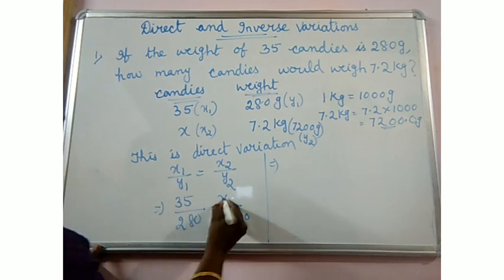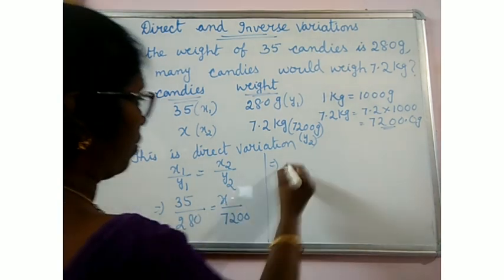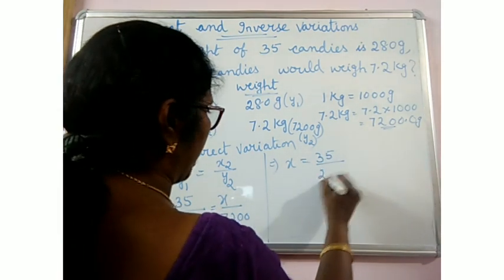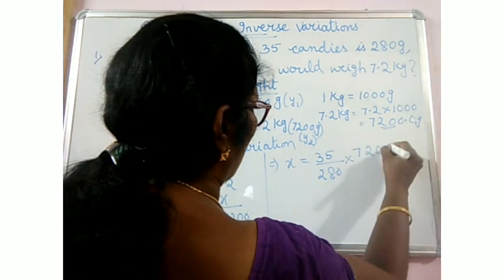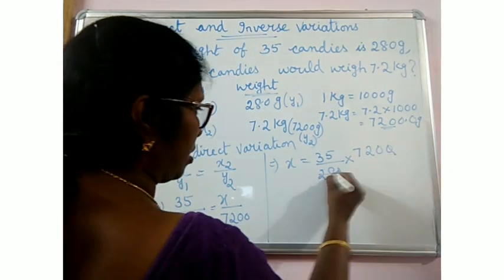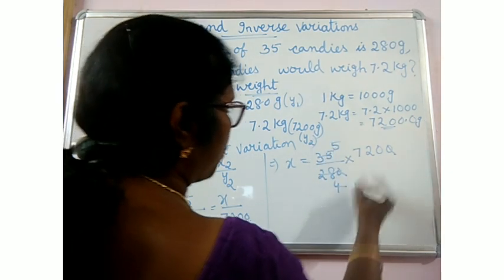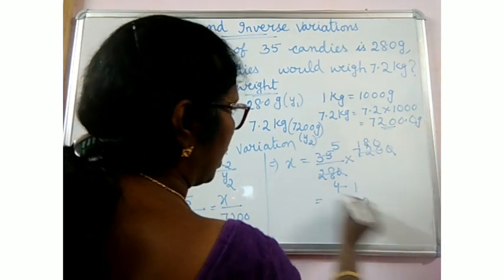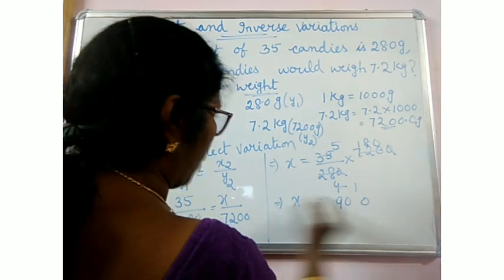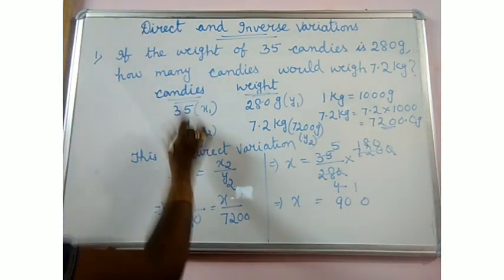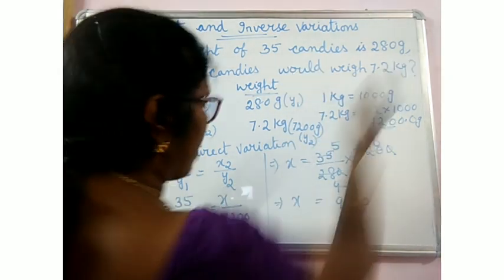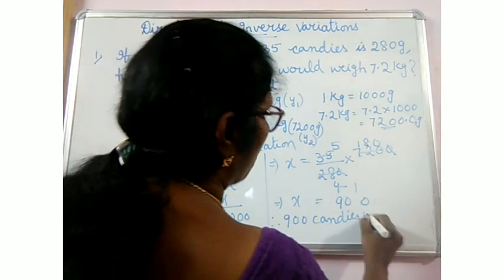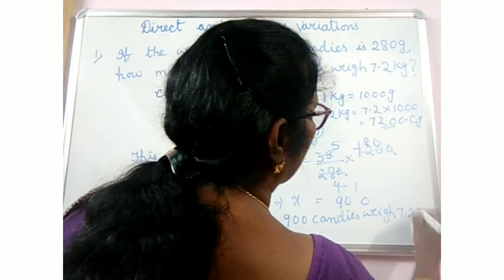So by cross multiplication we have X is equal to, let us bring 7200 this side, 35 by 280 into 7200. Zeros cancel, 7 4s are 28, 7 5s are 35, and so on. So X is equal to 900. What is X? Number of candies. So how many candies would weigh 7.2 kg? Therefore, 900 candies weigh 7.2 kg.